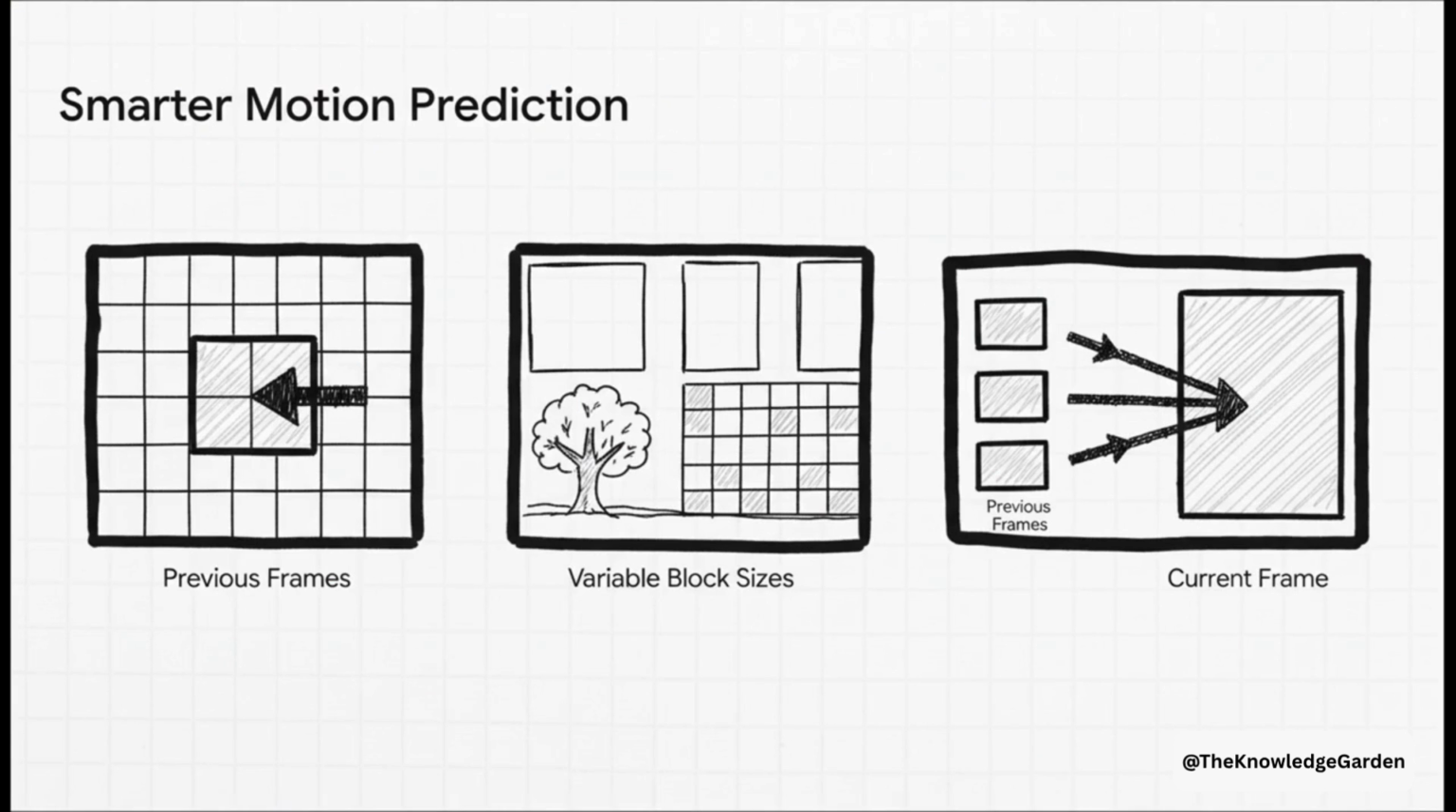And this core idea just got better and better over time. Engineers made motion prediction way smarter in a few key ways. First, they increased the accuracy of those motion vectors down to 1/4 of a single pixel. That's incredibly precise. Then they introduced variable block sizes, which is super smart. You use big blocks for simple areas, like a wall, and tiny little blocks for complex things, like a person's face. And they even let the system look back at multiple previous frames, not just the last one, to find the absolute best possible match for any moving object.